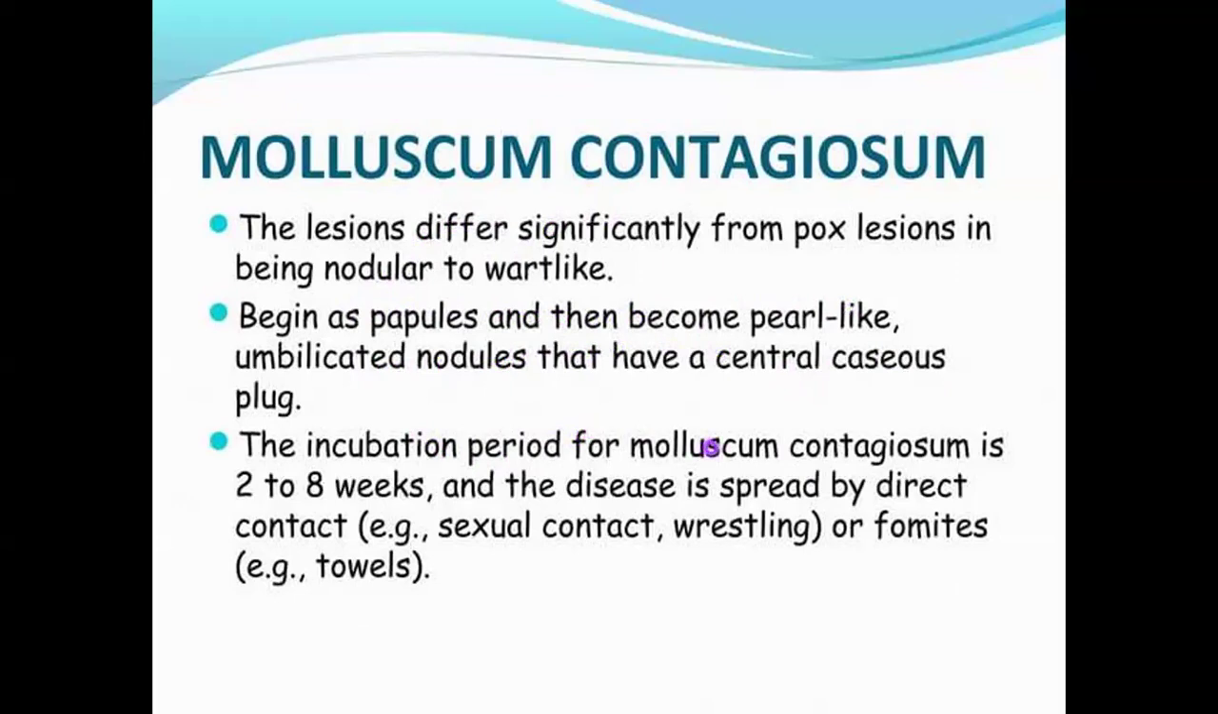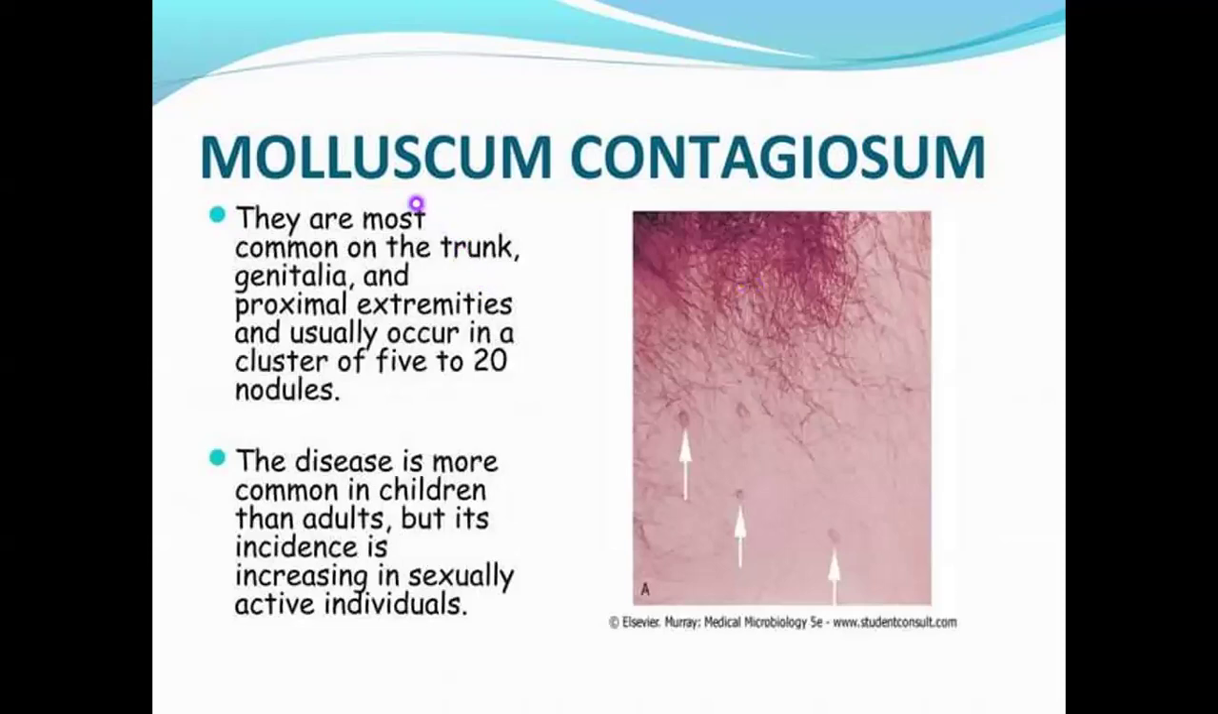The incubation period for molluscum contagiosum is 2 to 8 weeks, and the disease is spread by direct contact: sexual contact, wrestling, or fomites. Fomites are things like bedding and towels that you share through close contact. They are most common on the trunk, genitalia, and proximal extremities, and usually occur in a cluster of 5 to 20 nodules. Can you see here on this picture? Here's a nodule, here's a nodule, here's a nodule.